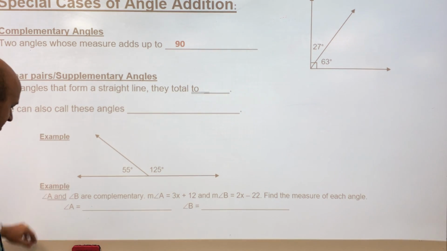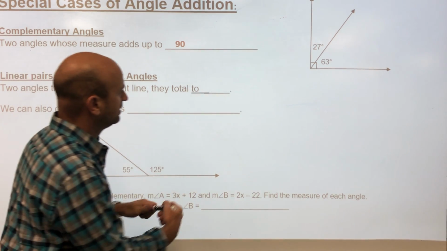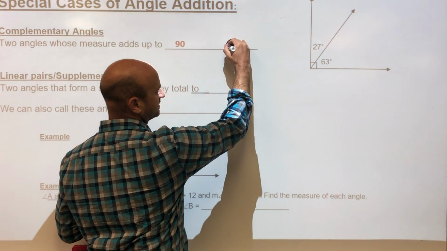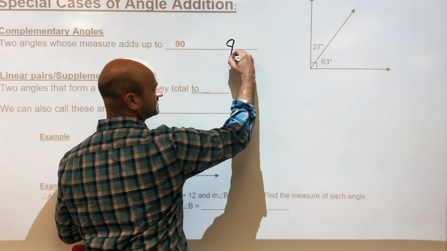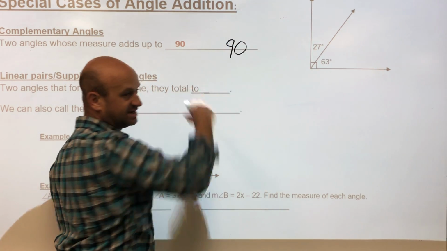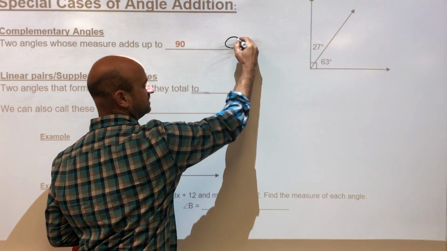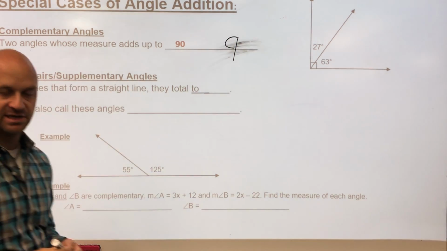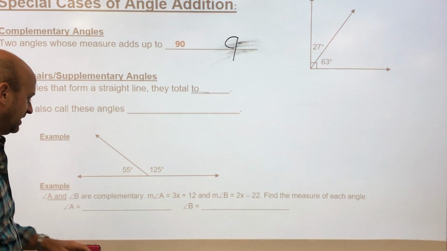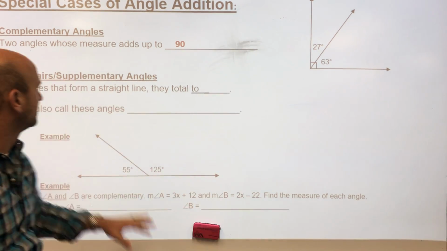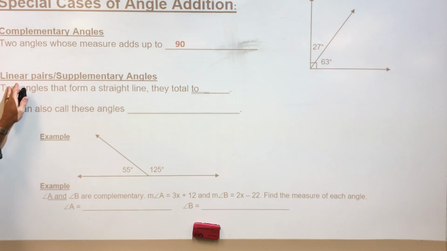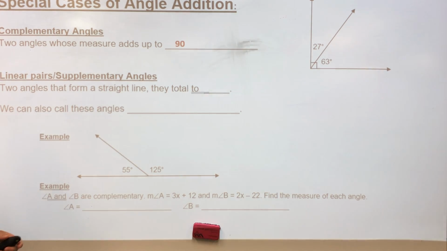So if you have complementary angles, they equal 90. A fun little way to know this is that if you have a complementary angle, that C almost becomes a 9. All right, so if you watch again, the C makes a 9, and that's why you know complementary is 90 degrees. Okay. All right, the next is called the linear pair, or supplementary angles.